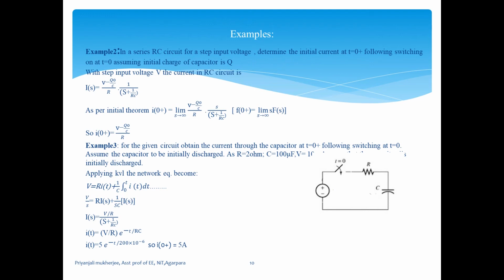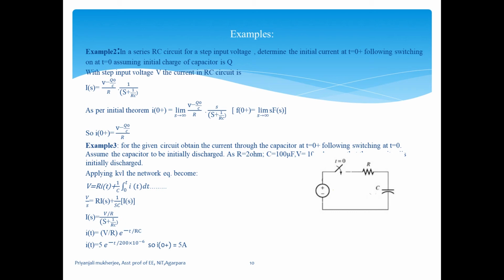Let's take another example. Here in a series RC circuit, for a step input voltage, we need to find the initial current at t equal to 0 plus, following the switching on at t equal to 0, and assuming the initial charge of the capacitor is Q0. For the step input voltage V, the current in the RC circuit is I(s) equal to (V minus Q0 by C) divided by R, into 1 by (s plus 1 by RC).